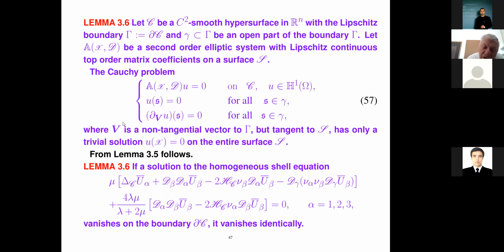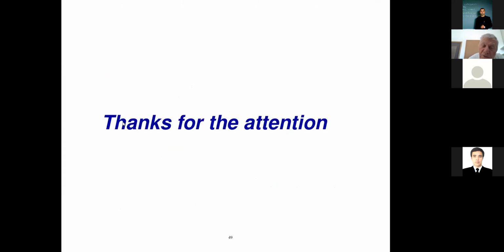Here is the uniqueness result. If the solution to the homogeneous shell equation vanishes on the boundary, it vanishes identically. So it is exactly the uniqueness of the problem. Uniqueness of the problem.